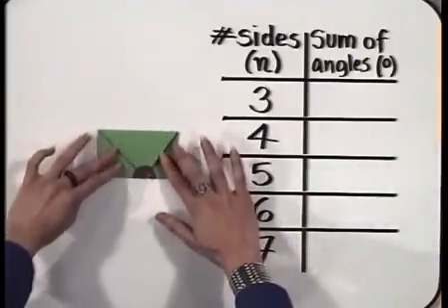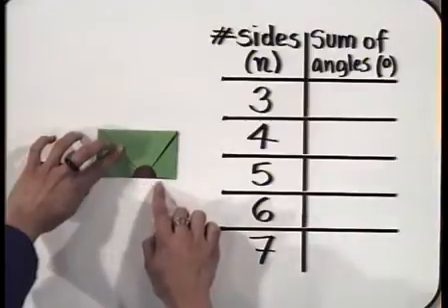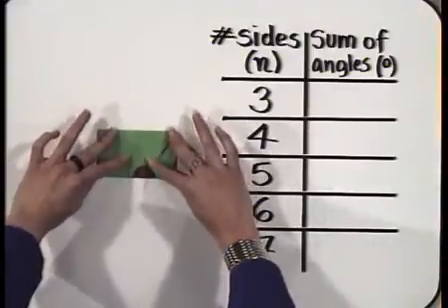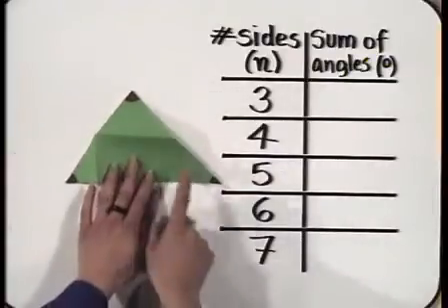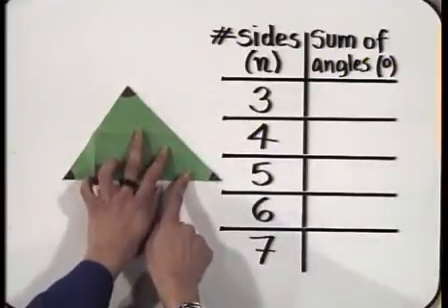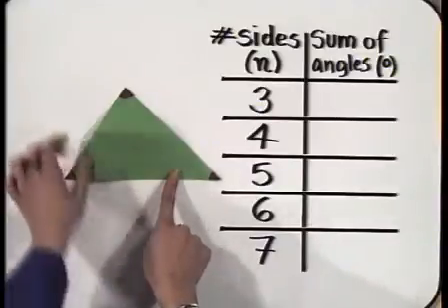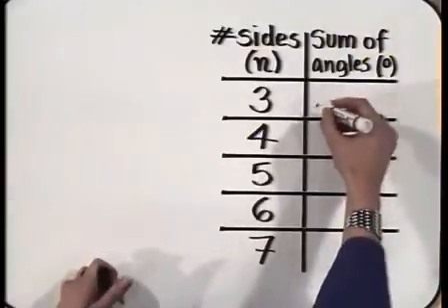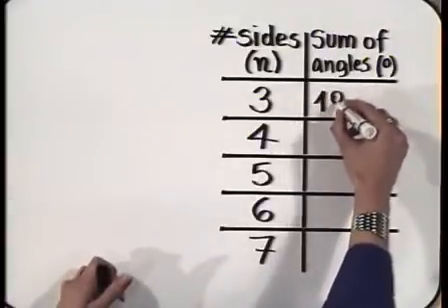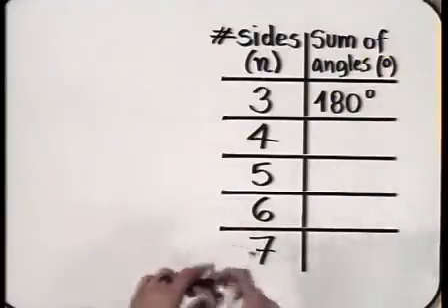But we know that the straight angle is 180 degrees. So that's a really fun way of showing that the sum of the 3 angles in a triangle adds up to a straight angle, or 180 degrees. So keep that in mind. So we can put 180 degrees. That's the symbol for degrees.